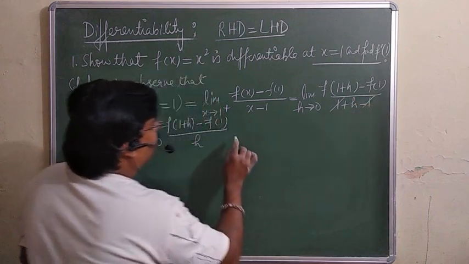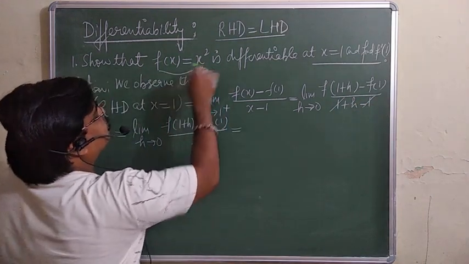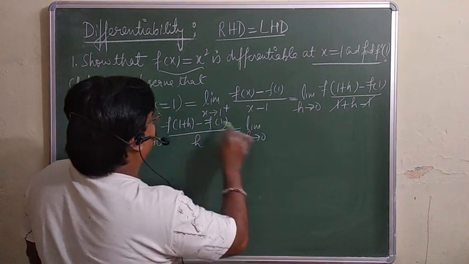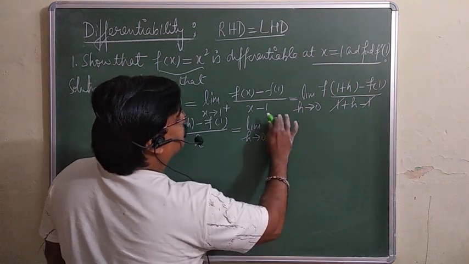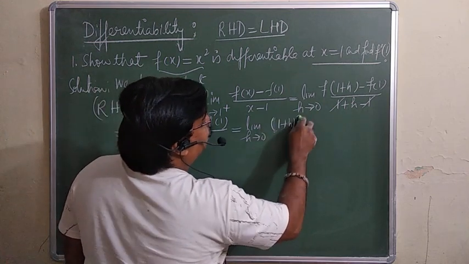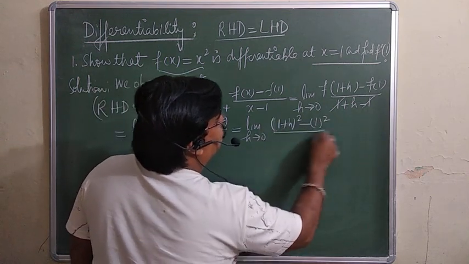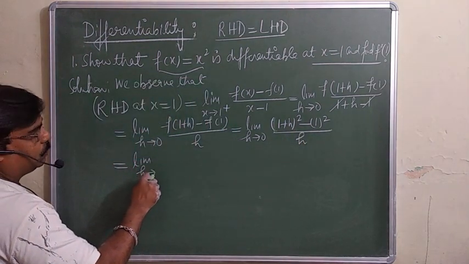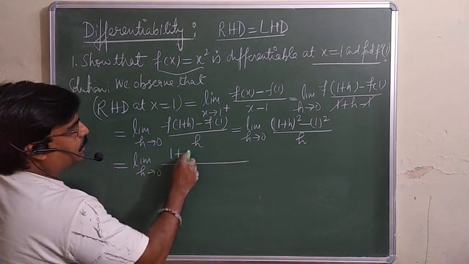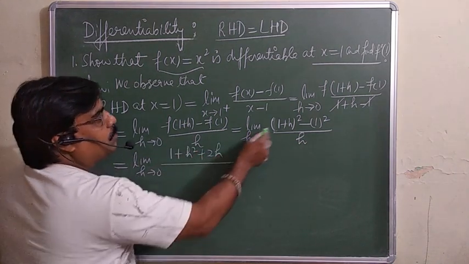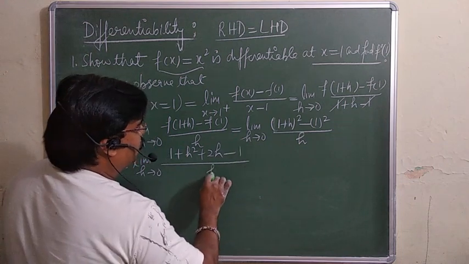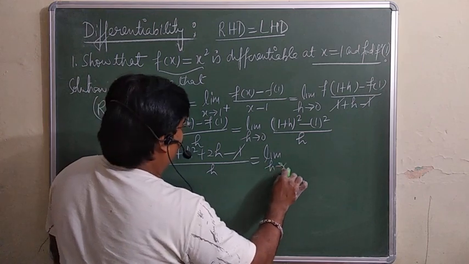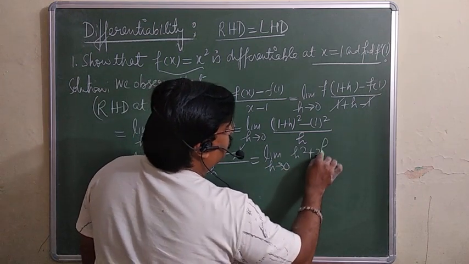Now your function is fx equals x square. So this is limit h tends to 0 of 1 plus h whole square minus 1 square over h. You will solve this. So limit h tends to 0 of 1 plus h square plus 2h, applying the formula for a plus b whole square, minus 1 over h. The 1 is cancelled out, so you will get limit h tends to 0 of h square plus 2h over h.